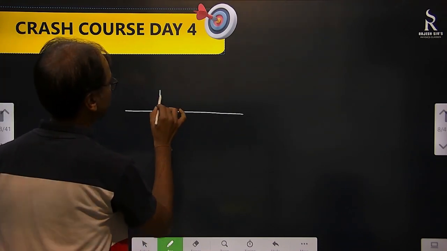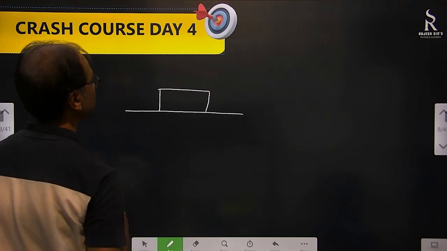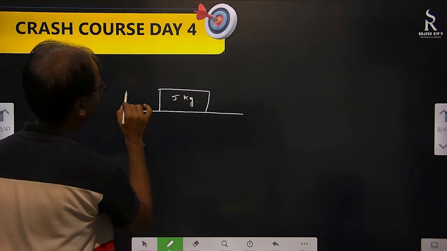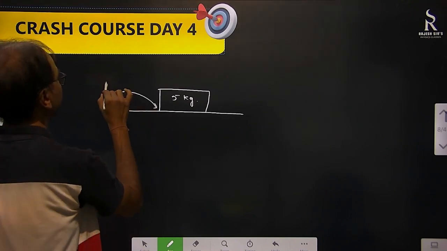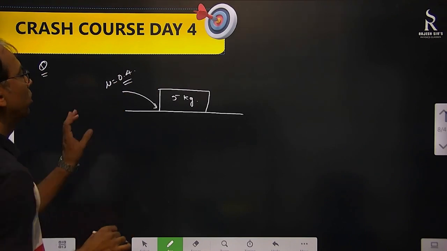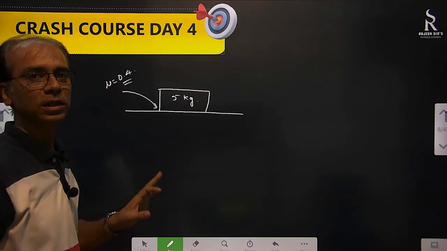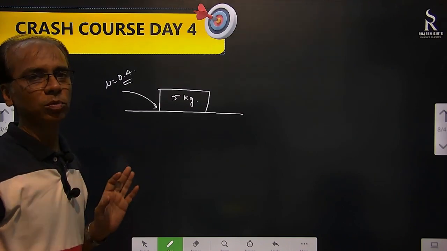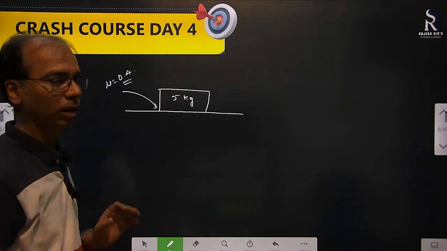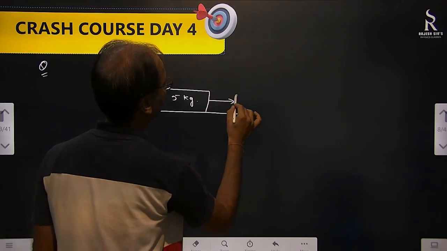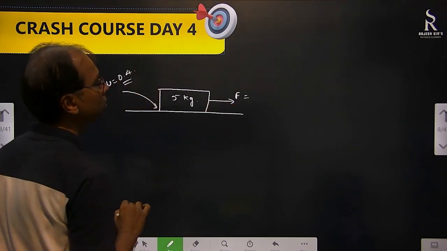So here it is. Suppose this is 5 kg, and the coefficient of friction between them is 0.4. Now when only 0.4 is given, it means static and kinetic friction coefficients are both 0.4, we have to take. Alright. So now the force that we are applying here is 10 Newton.